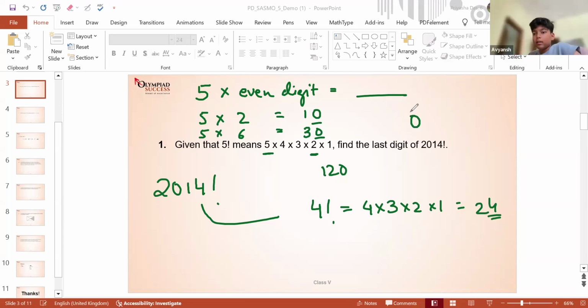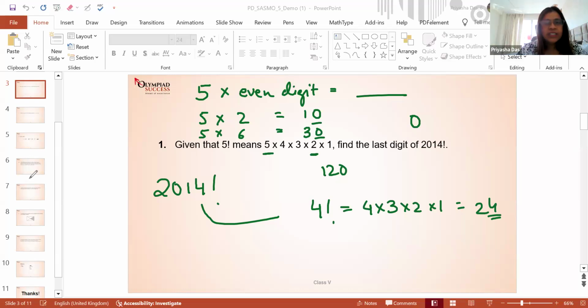So then I think the last digit will be 0 only, Avyansh. It is bound to be 0 over here. Okay, I want to give you another question. You just tell me the approach. I'm not worried about the real answer or something like that. I just need you to think of the approach and tell me what we need to do here.